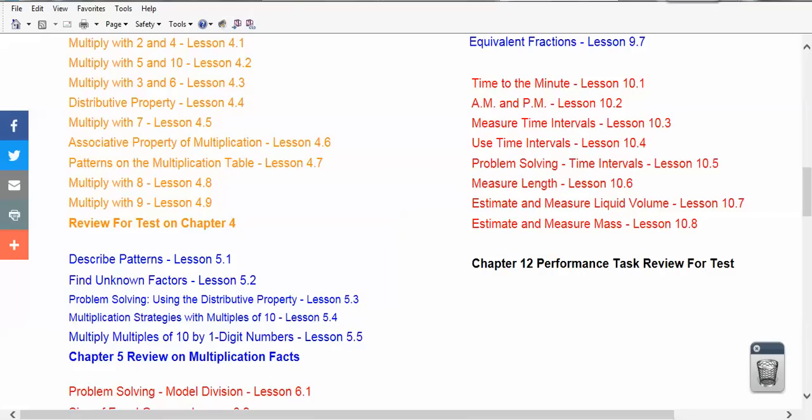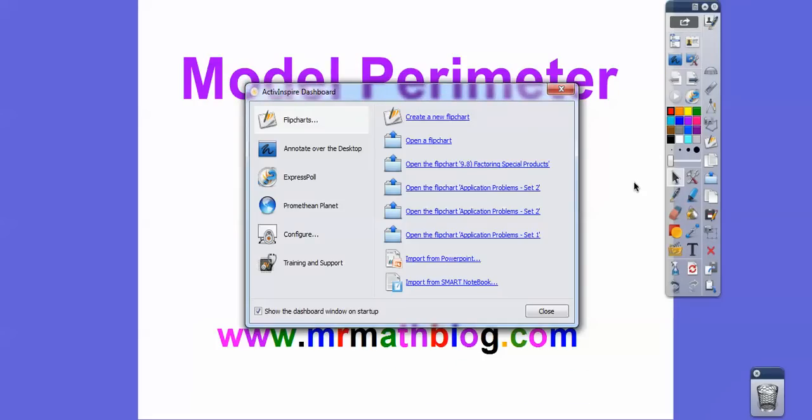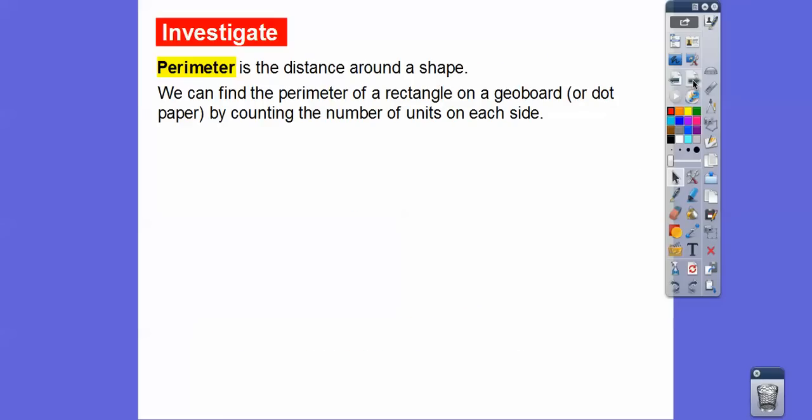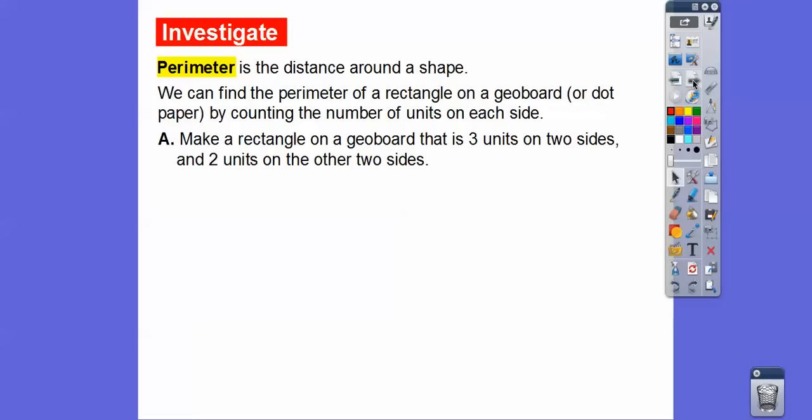All right, let's go ahead and get started with this lesson. Our common course strand is given there for our teachers, and our question is, how can we find perimeter? We're going to model it in this lesson. Perimeter is just the distance around a shape. We're going to be mostly dealing with rectangles, but we'll have another figure in here also. We can find the perimeter of a rectangle on a geoboard or dot paper by counting the number of units on each side.